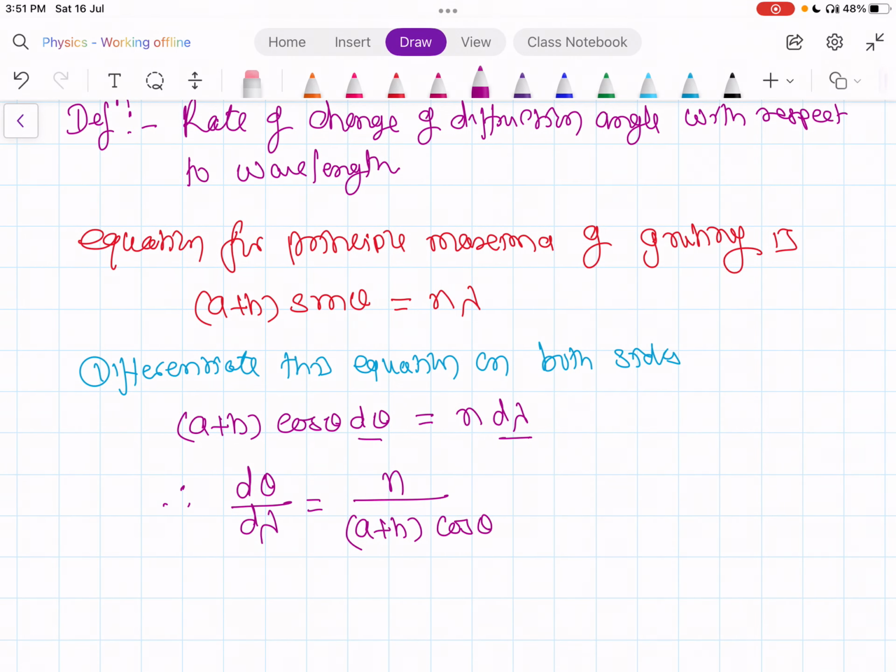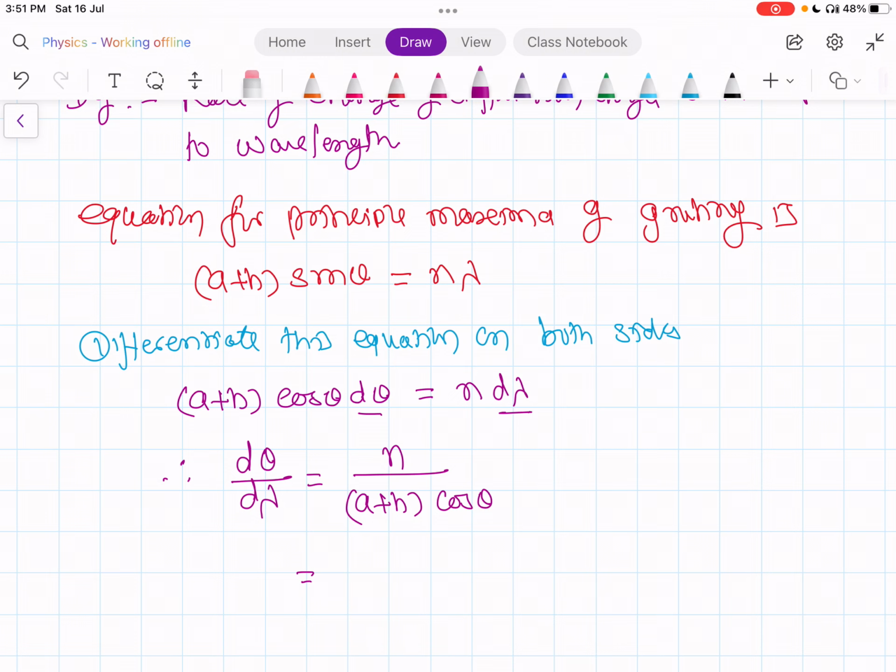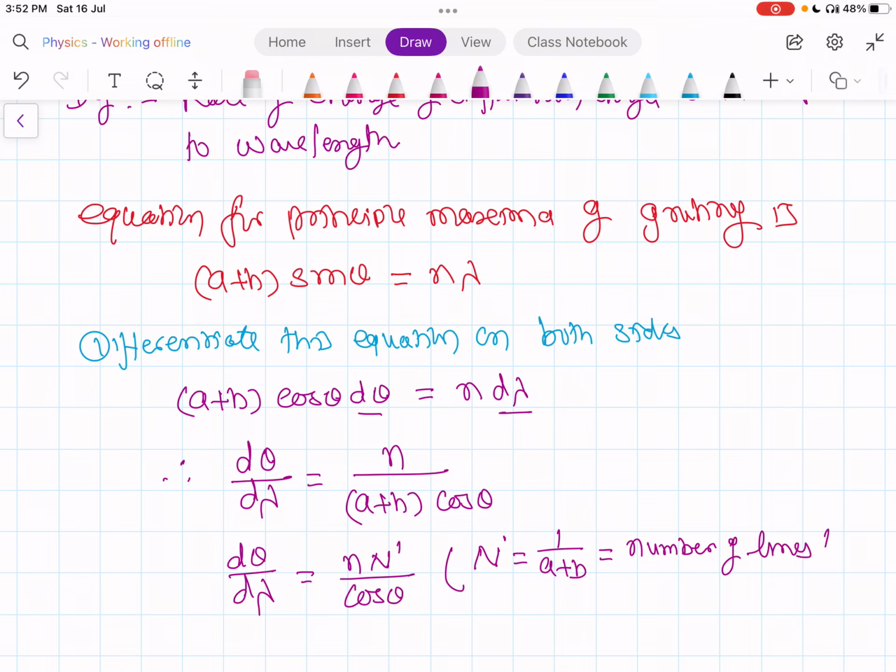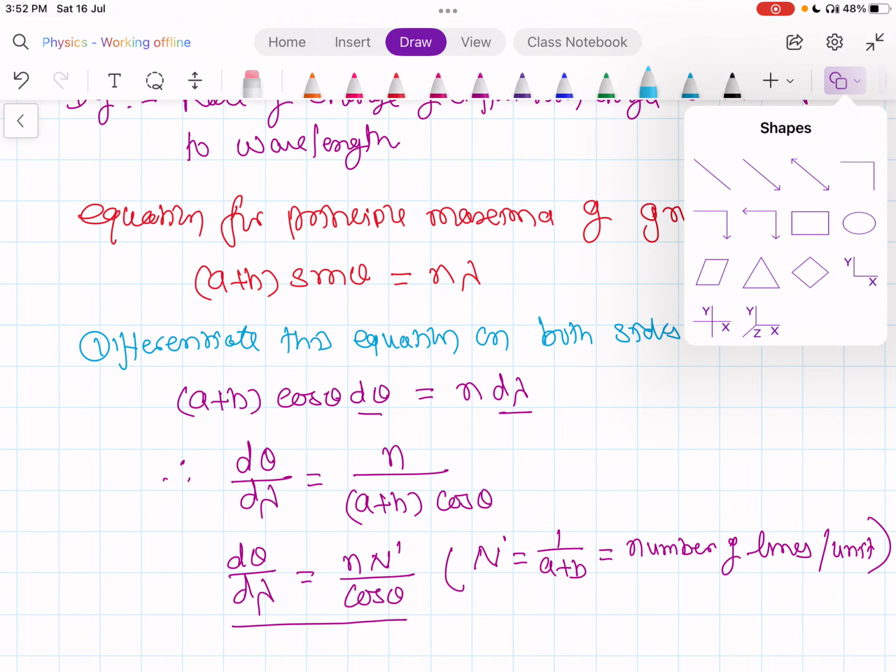A plus b is d, and 1 upon (a plus b) is equal to the number of lines per unit. So this equation you can write as n into n prime upon cos theta, where n prime is equal to 1 upon (a plus b), which is nothing but the number of lines per unit, can be centimeter, millimeter, whatever. So this is the dispersive power of grating.